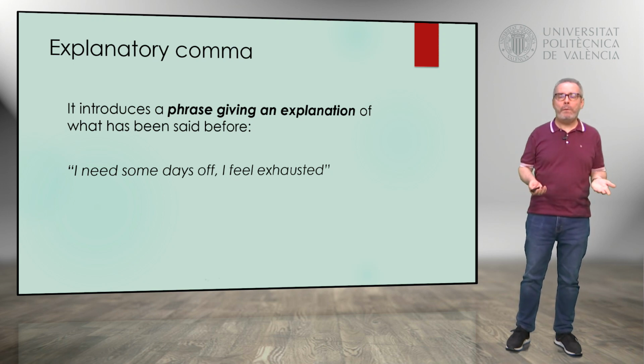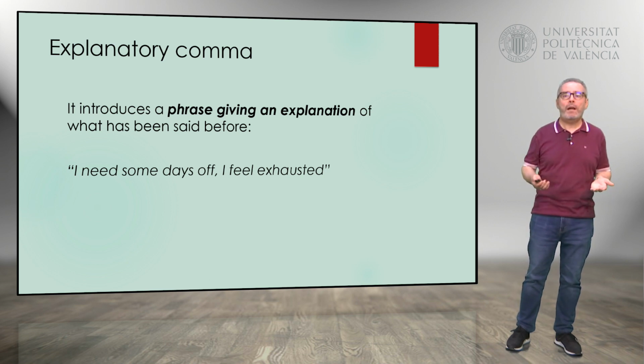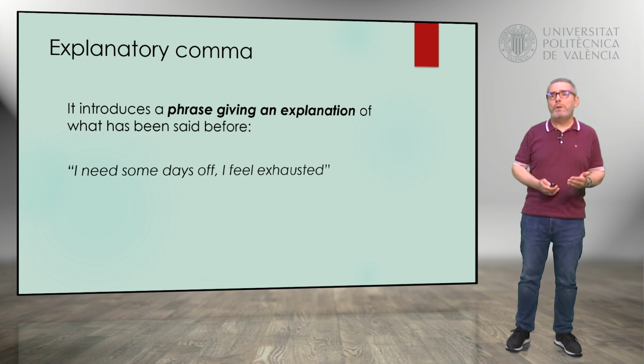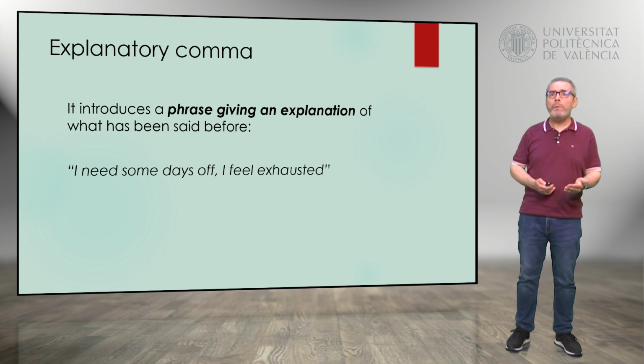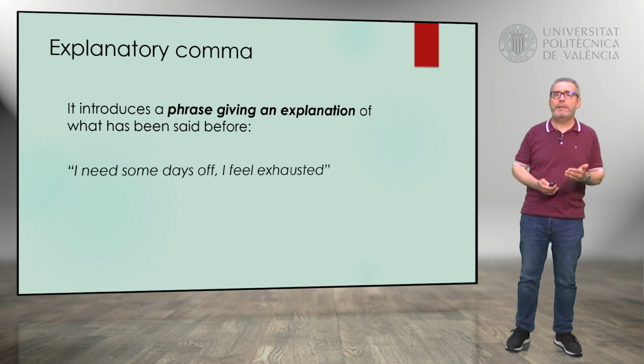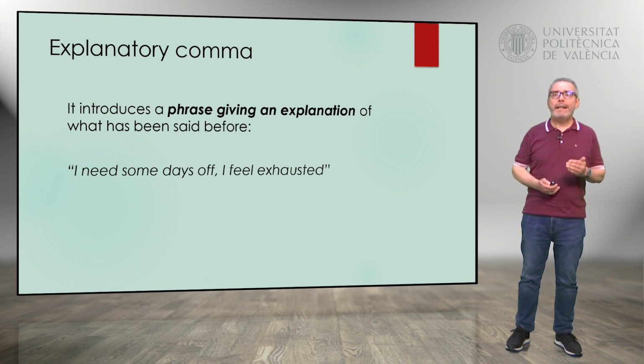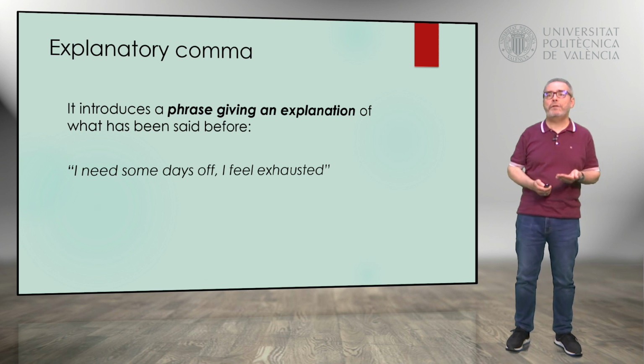The next type is explanatory comma. It is related to the meaning of giving explanations, an explanation of what has been said before the comma. Here we have a clear example. In this explanatory comma, we could also use a linking word, but in this case we don't have the linking word because the comma is a linking element. I need some days off. I feel exhausted. Here, the comma serves the function of a linking word. In this case, a cause, an effect, an explanation of the previous sentence.